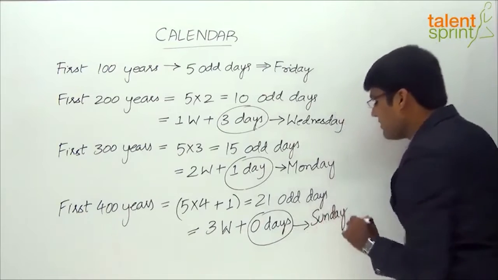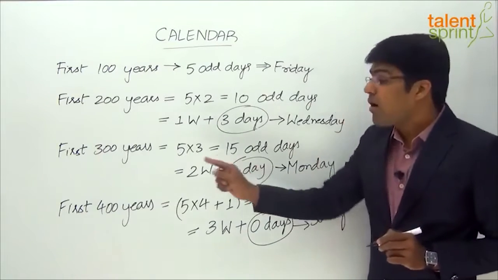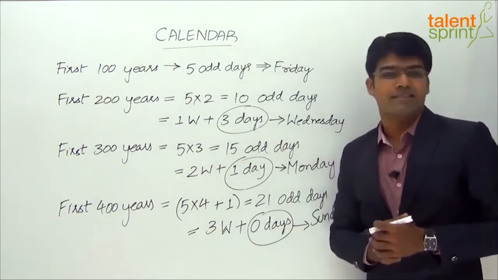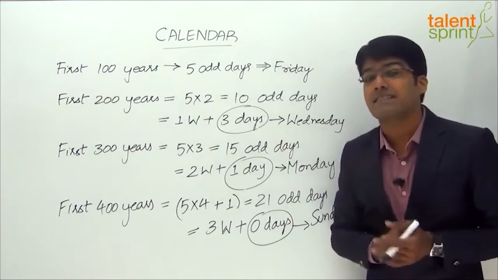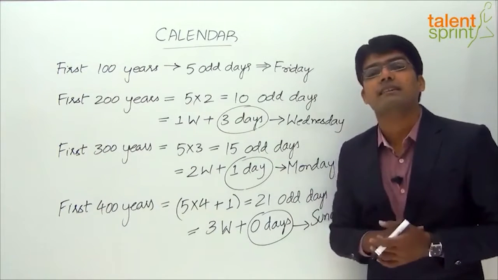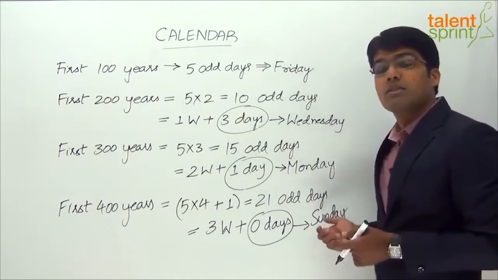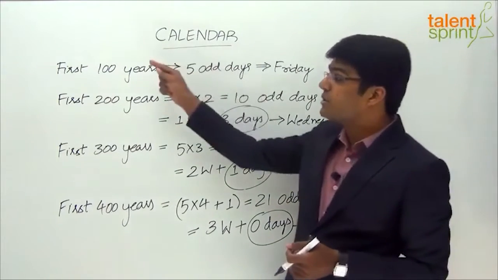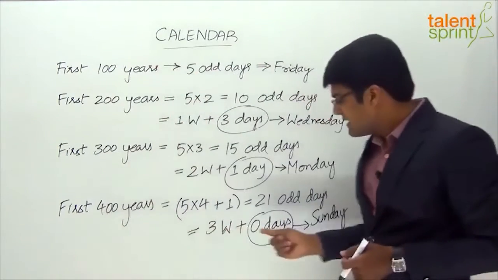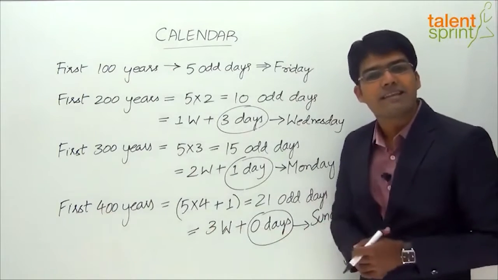So now we can say that the last day of the 400th year was a Sunday, which means 31st December of the 400th year was a Sunday, because the total number of odd days from the 0th year up to the 400th year is equal to 0, and 0 indicates Sunday.